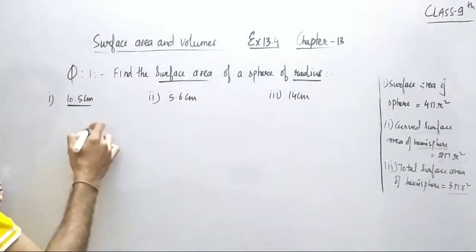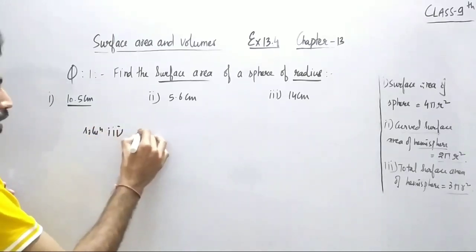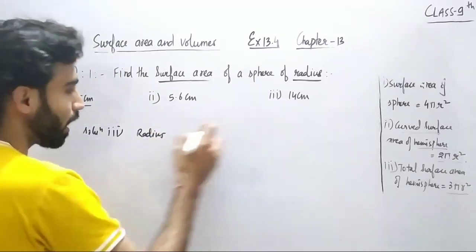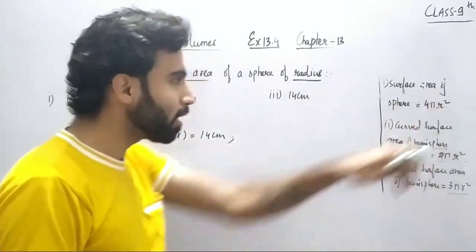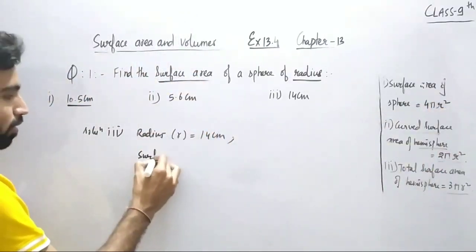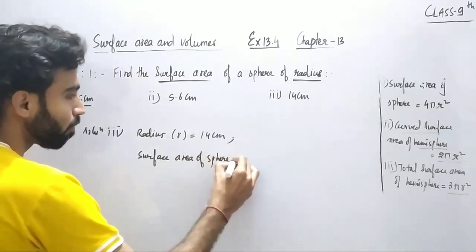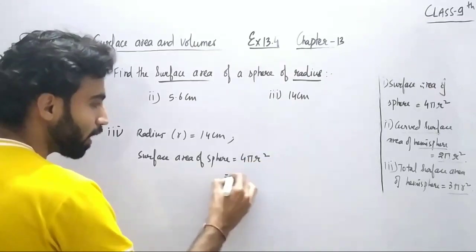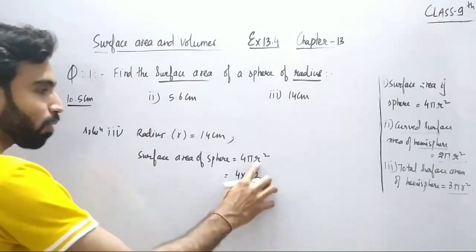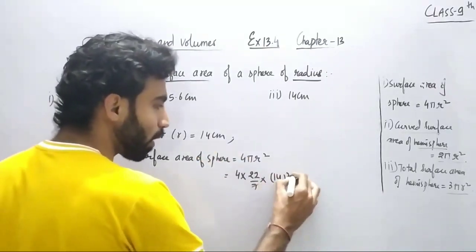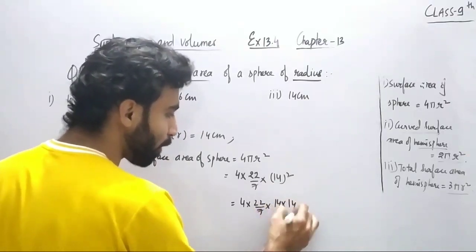So if I find out the surface area for the third part, in which the radius is given to us as 14 centimeters, right? So this time again I'm going to apply this formula to calculate the surface area of a sphere, that is 4 pi r square, right? So let me again write the values. So pi is 22 upon 7. Now radius, you can see that is 14 square, right? So 4 into 22 upon 7 into 14 into 14, right?